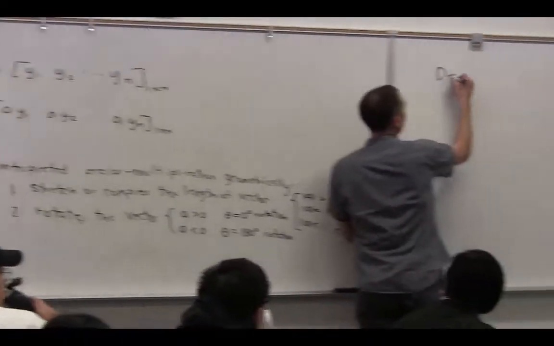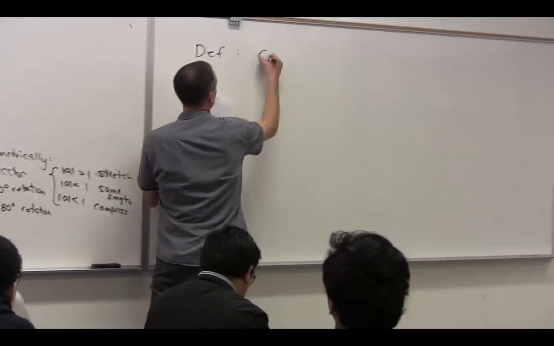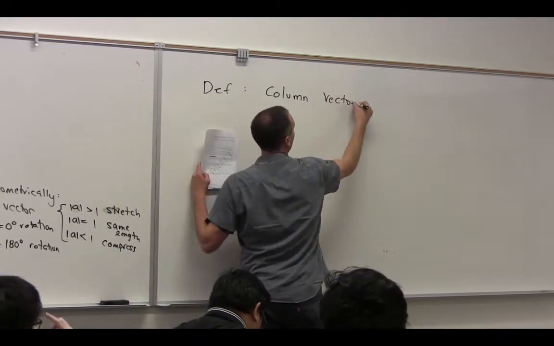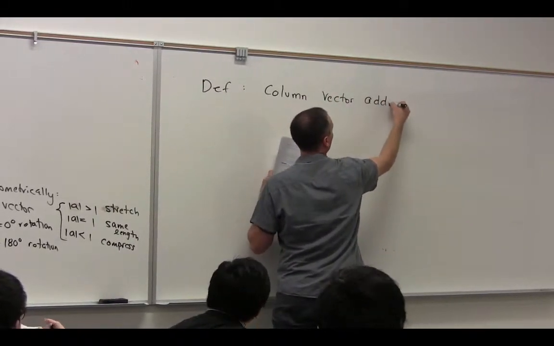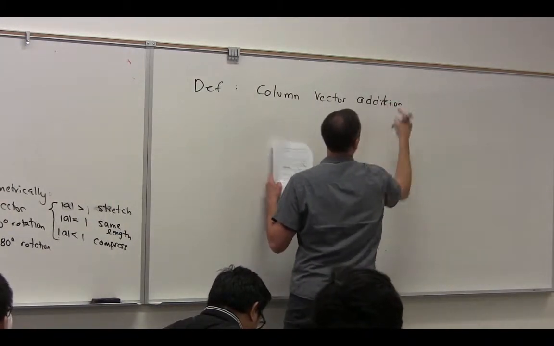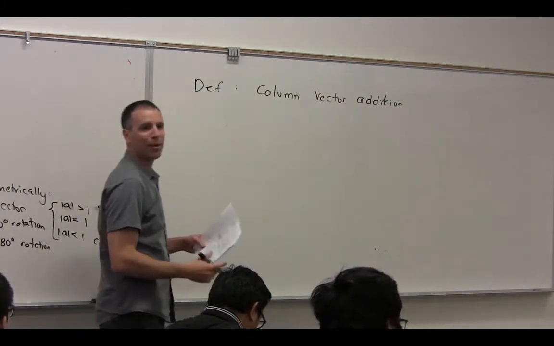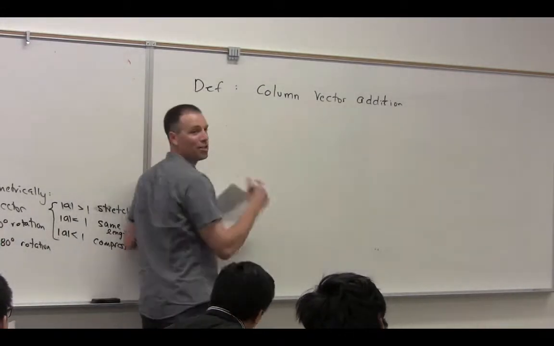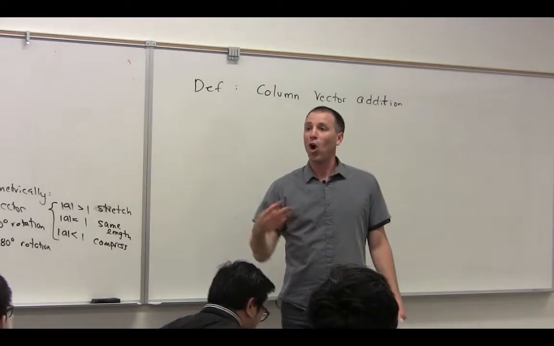Could you guess what the next definition for matrix arithmetic, or excuse me, vector arithmetic is going to be? Why don't we start with column vector addition? And then could you guess another definition that I might ask you to extrapolate from this? Row vector addition. And we'll do that as a team. So could you guess what we need for column vector addition?